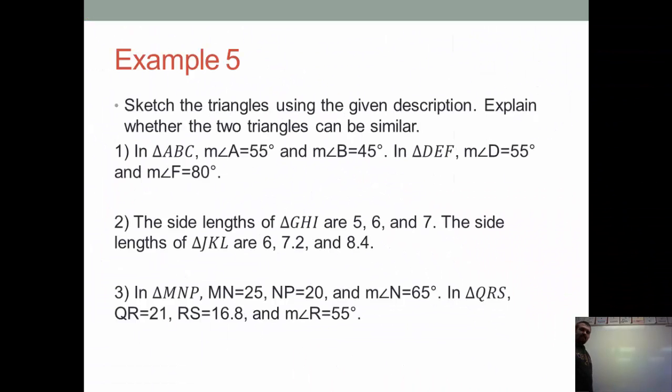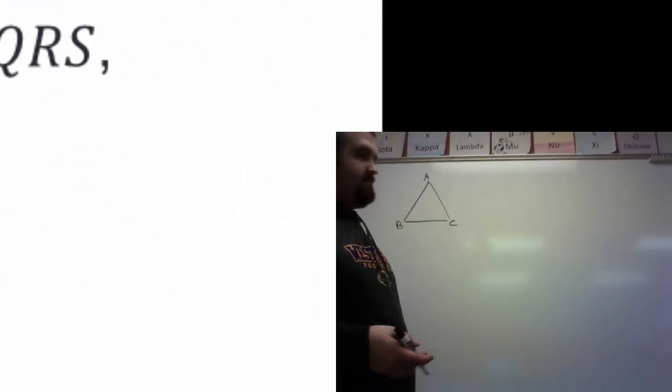Alright, the last example for this section, I'm going to ask you to sketch the triangles using the given description, and then explain whether you can determine if the triangles are similar or not. So, in the first one, I see it's triangle ABC and triangle DEF. I also note that there is some information, like angles, about it. I would like you to, first of all, try and just draw these triangles to the best of your ability.